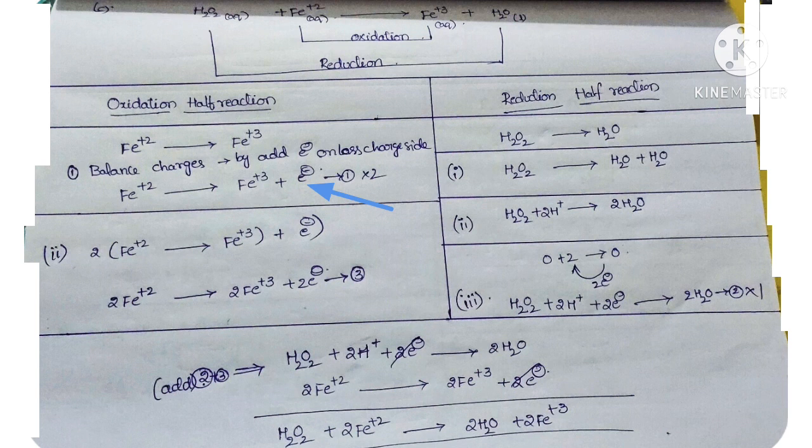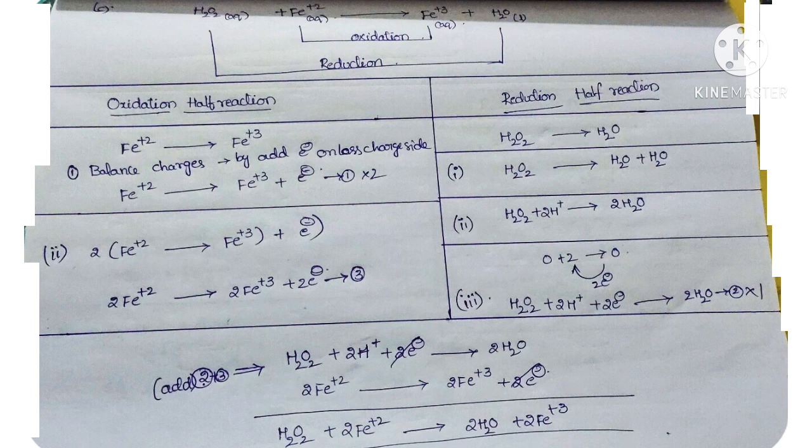And then we balance hydrogen atoms. So on the right side four hydrogen atoms are there, on the left side 2 hydrogen atoms are there. So we balance hydrogens on the left side. We add 2 H plus ions, H2O2 plus 2 H plus gives rise to 2 H2O. And balance charges, 0 plus 2 to 0. That means the H2O2 charge is 0, 2 H plus ions are plus 2, and the water molecule charge is 0. So 2 electrons are added to the left side. H2O2 plus 2 H plus ions plus 2 electrons gives rise to 2 H2O.